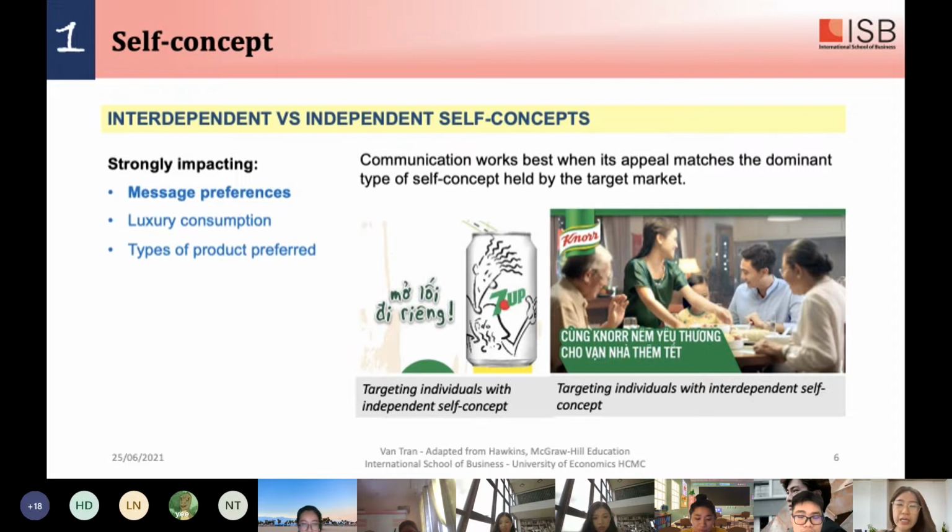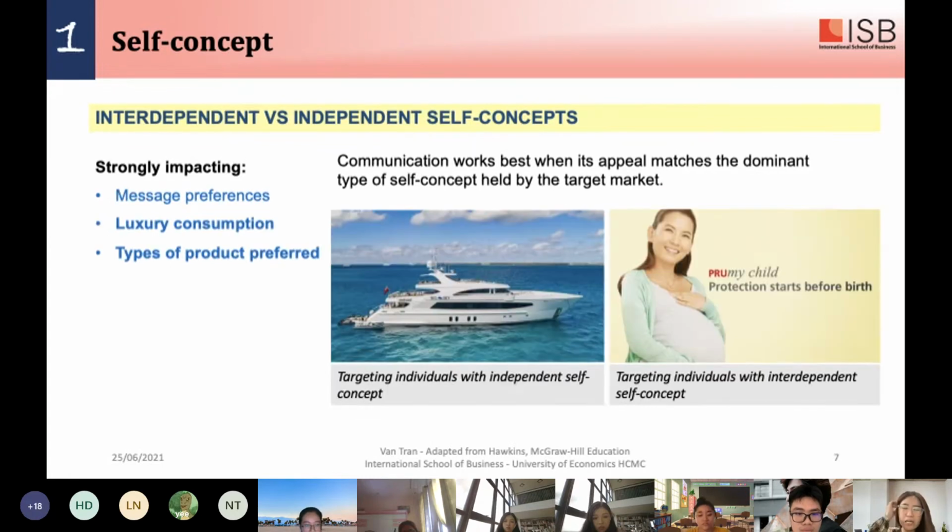for example. On the other hand, the independent people, they would like to hear the messages more about themselves. How do I become my own person, right? For example, the message from 7-Up, like mở lối đi riêng here. So this one is more targeting the independent self-concept people. And on the other hand, we have some tendency of using luxury products and other types of products that these two types of individuals would use.